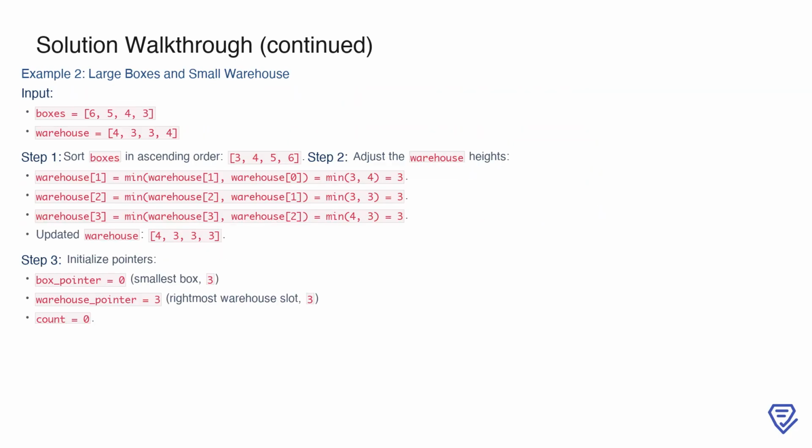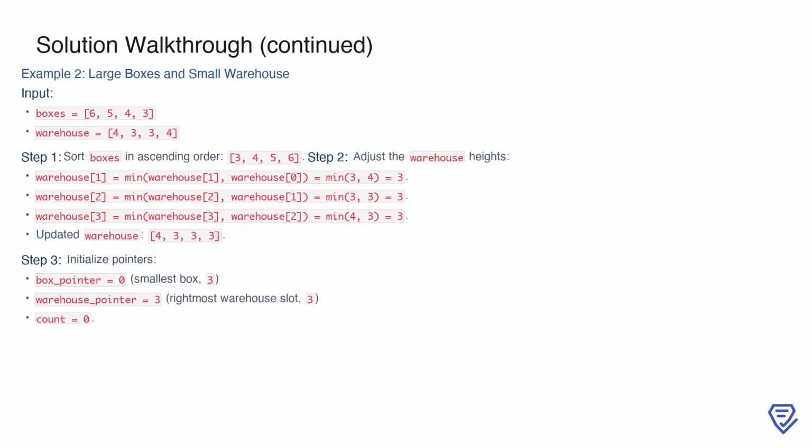In this example, we are given larger boxes and a smaller warehouse. The input boxes are 6, 5, 4, 3, and the warehouse heights are 4, 3, 3, 4. We start by sorting the boxes in ascending order, resulting in 3, 4, 5, 6. Next, we adjust the warehouse heights to ensure that each slot respects the leftward constraints. Processing the warehouse from left to right, the updated heights are 4, 3, 3, 3.